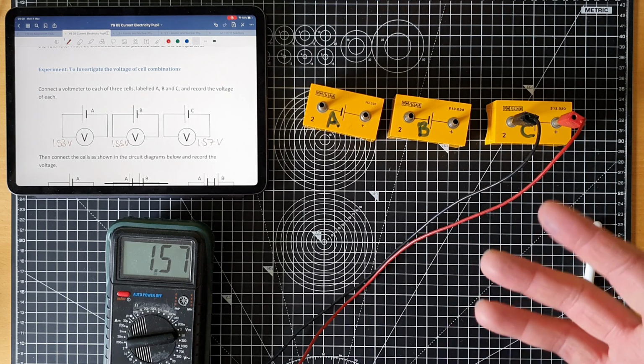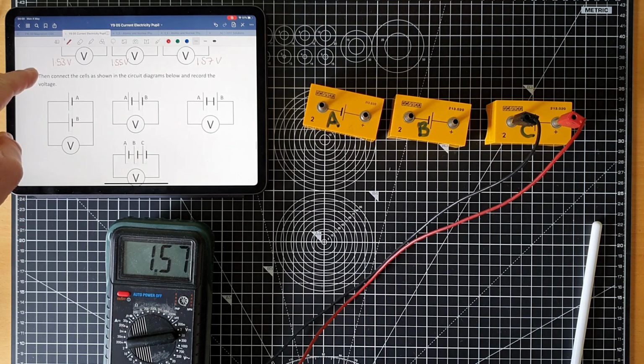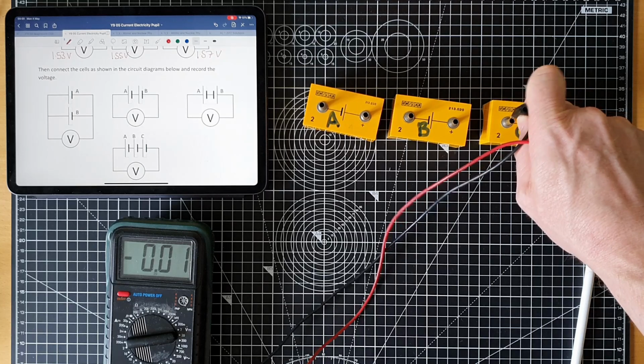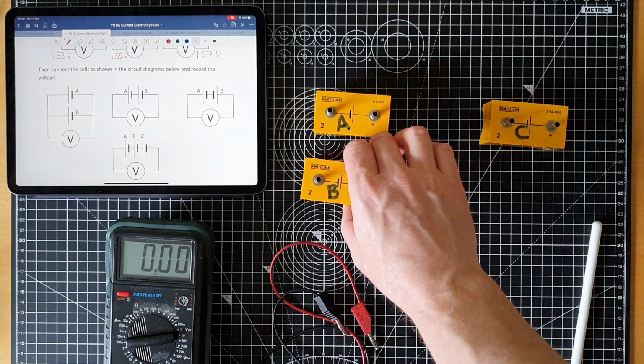As a battery runs out, it'll tend to get a lower and lower voltage. So what we have to do now is connect the cells in different ways and record the voltage. So firstly, we need A in parallel with B.